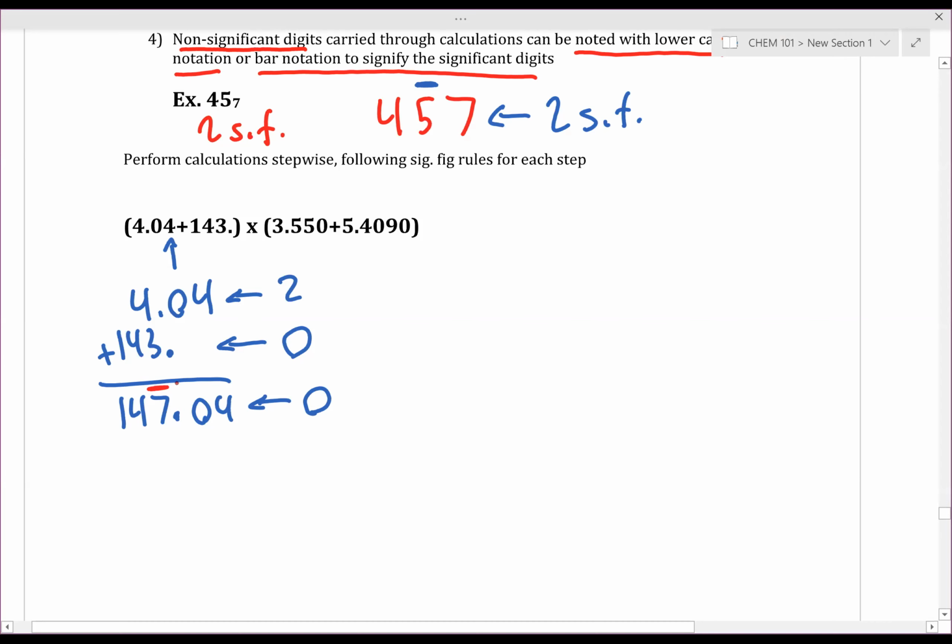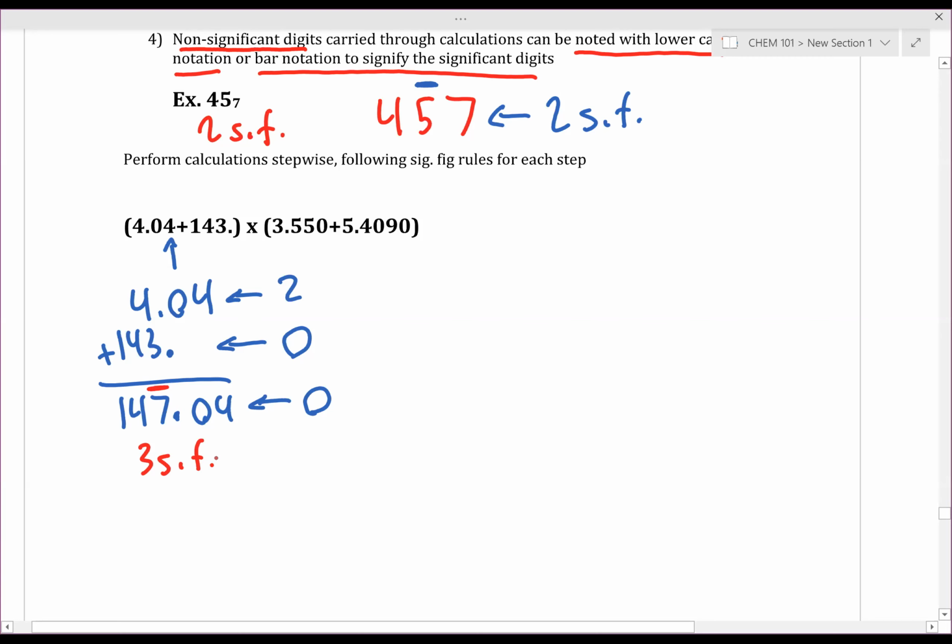Now, just from counting purposes, how many effective significant figures does this number have? 3, because we have the 1, the 4, and then we stop at the 7. Does that make sense? Okay. So this has 3 sig figs. Just for note later on.